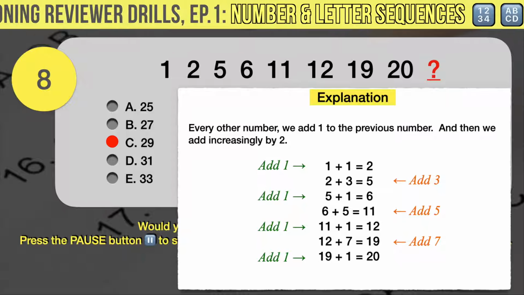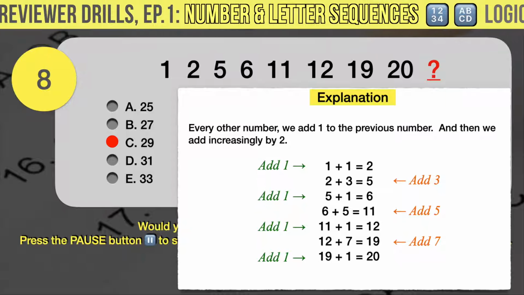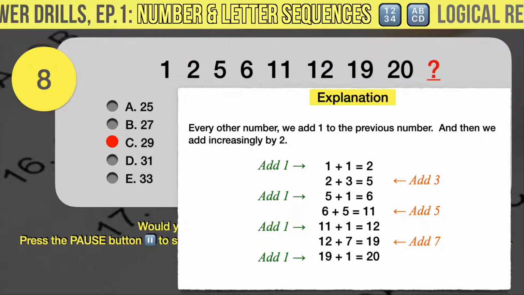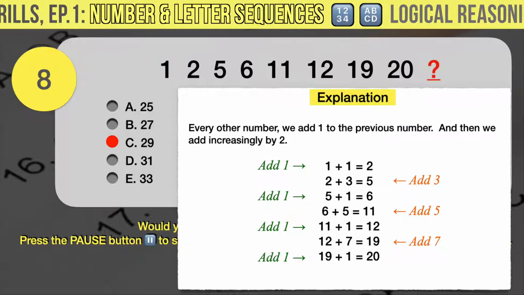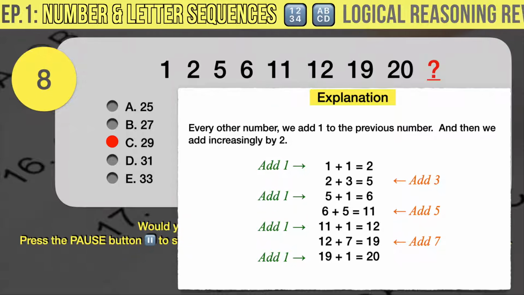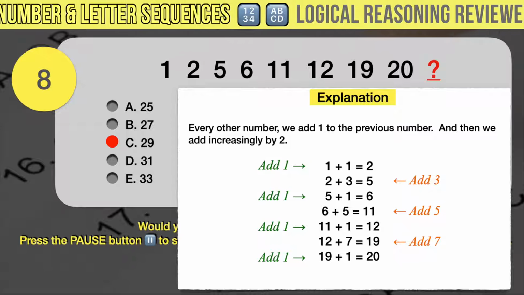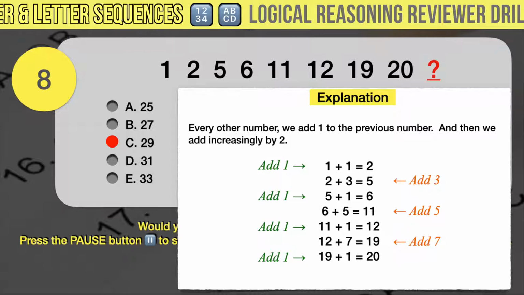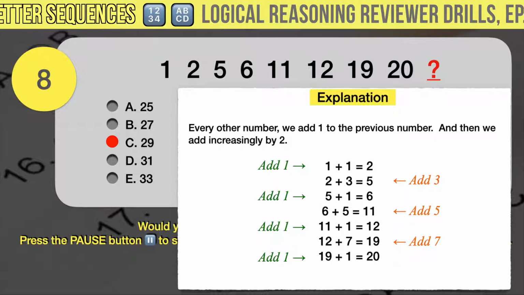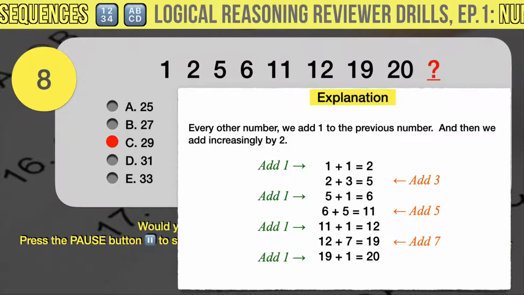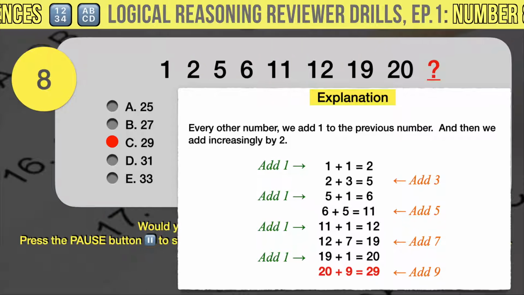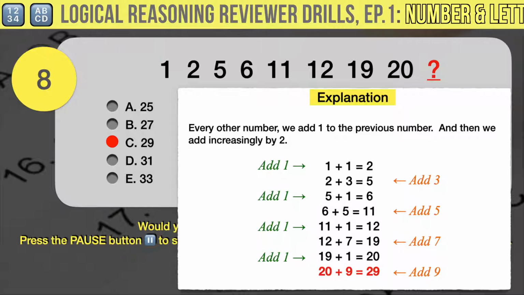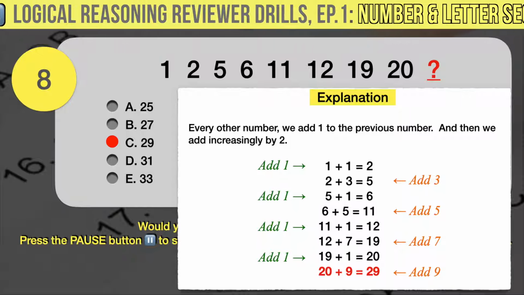1 plus 1 equals 2. 2 plus 3 equals 5. 5 plus 1 equals 6. 6 plus 5 equals 11. 11 plus 1 equals 12. 12 plus 7 equals 19. 19 plus 1 equals 20. Therefore, the next step should be 20 plus 9 equals 29.